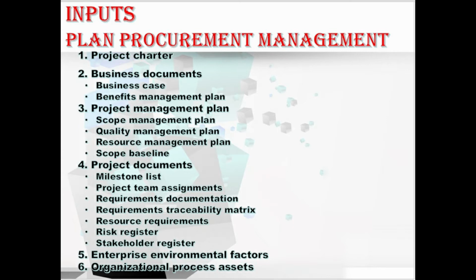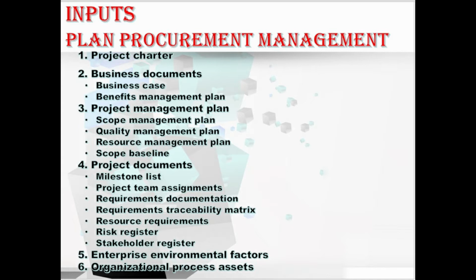Let's move to the next input, the business documents, which consist of the business case and the benefits management plan. Let me explain what these are. First, the business case. Here the procurement strategy and the business case need to be aligned to ensure the business case remains valid. Coming to the benefits management plan, it describes when specific project benefits are expected to be available, which will drive the procurement dates and the contract language. Hope you understood what the business documents are.